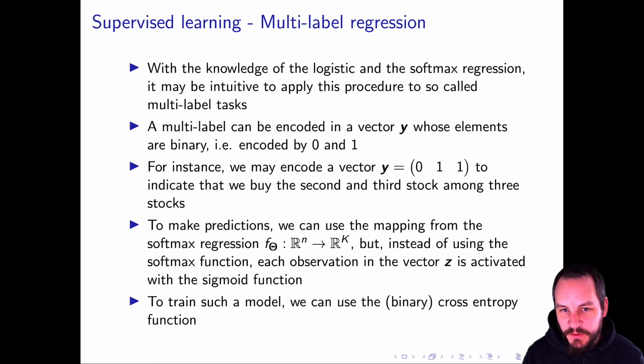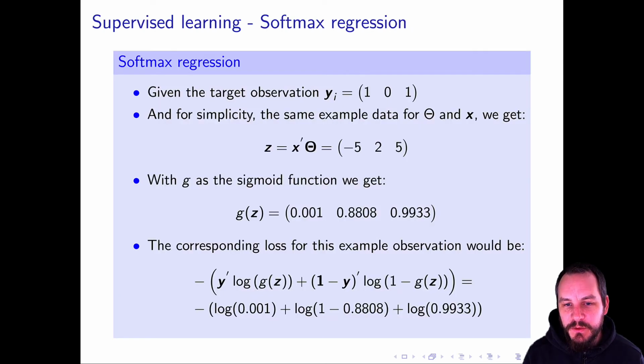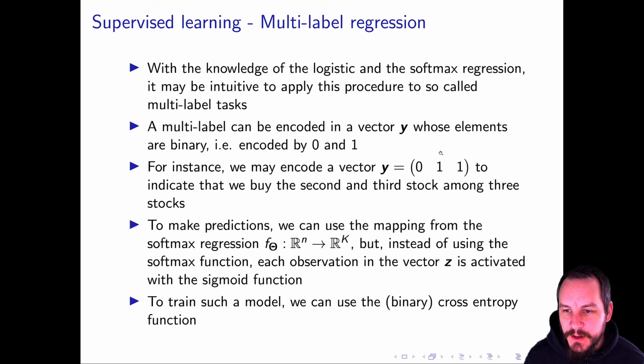So as for the softmax regression, we would also need predictions that correspond to probabilities for each category here. But now we mix the things that we've seen before. So what we will do is, in the first step, we will do basically the same thing as for the softmax regression.